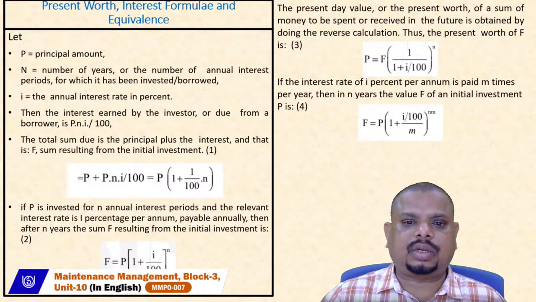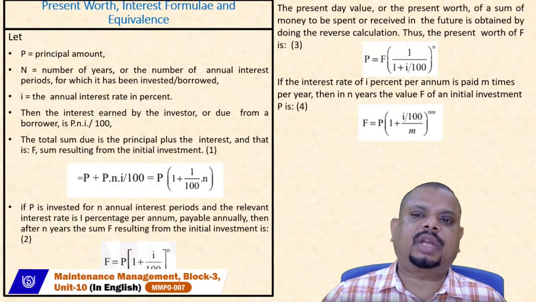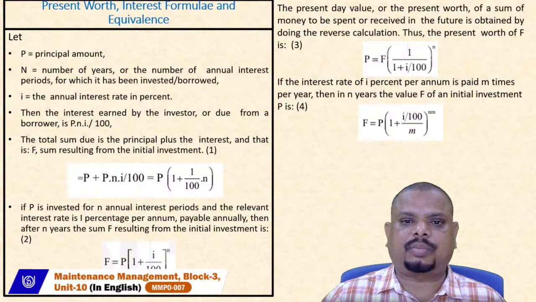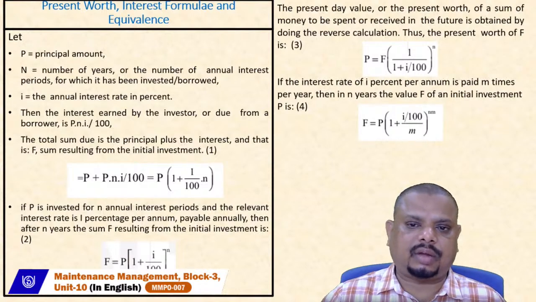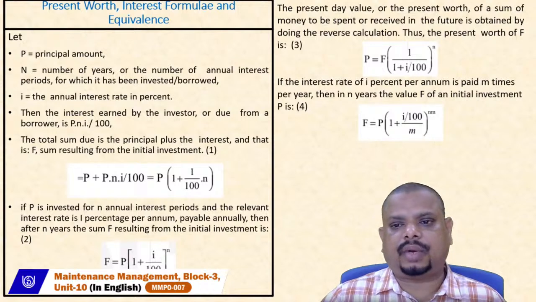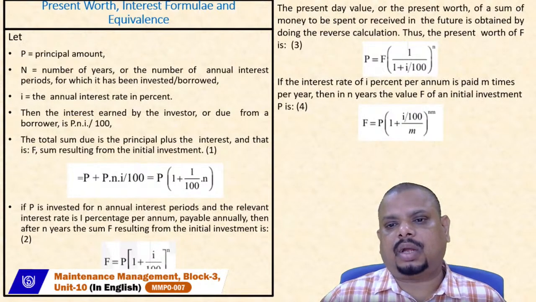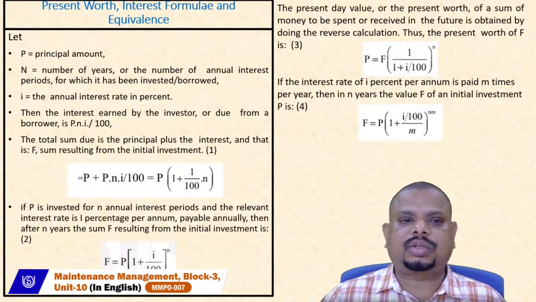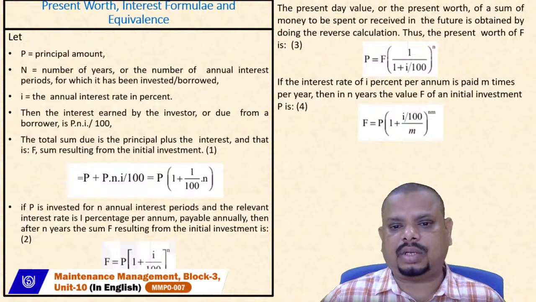So this is equation 2, whereas the present value, or present worth, of a sum of money to be spent or received in future is obtained by doing the reverse calculation. Thus, the present worth of F, which equals the principal amount P, equals F into 1 divided by 1 plus I divided by 100 to the power N. So this is equation 3 for calculation of present worth and the interest formulas and equivalence.